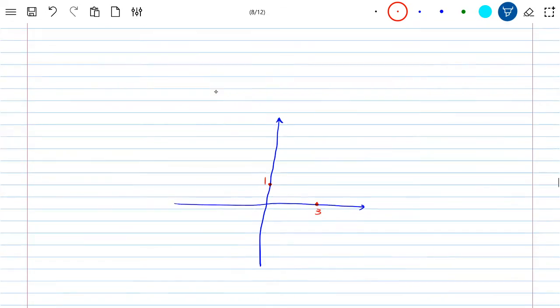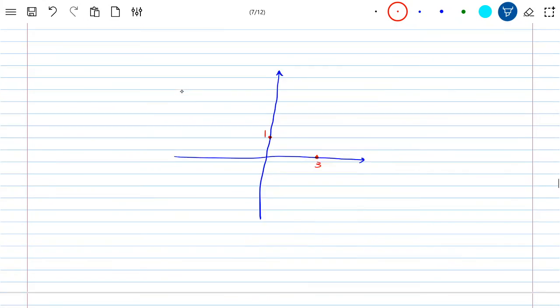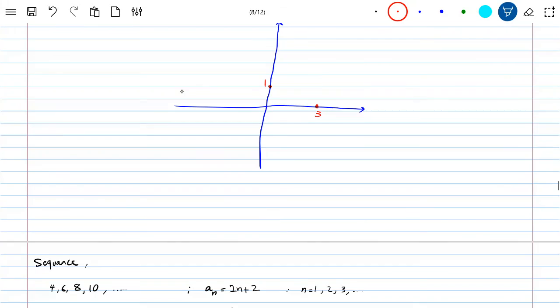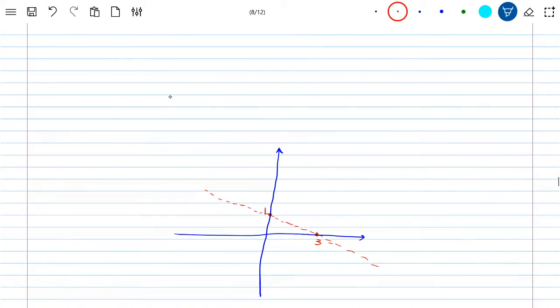Do I use a dashed line or a solid line? I go back to the inequality. This is strictly less than, so I use a dashed line. If I could draw this line better, I would have done that. Okay.